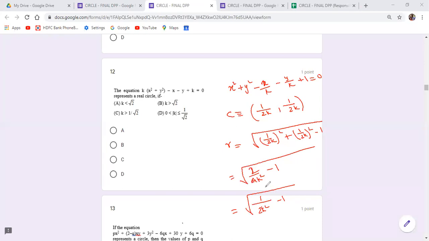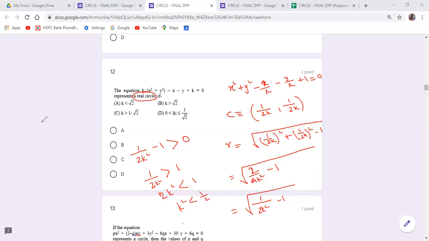What is given to you? It's a real circle. What do you mean by a real circle? It means the radius is a non-negative number. So the radius should be greater than 0. Not only radius, whatever is inside the root should be greater than 0. So 1 by 2k square should be greater than 1. So 2k square should be less than, cross multiplying, 1. K square is less than 1 by 2.